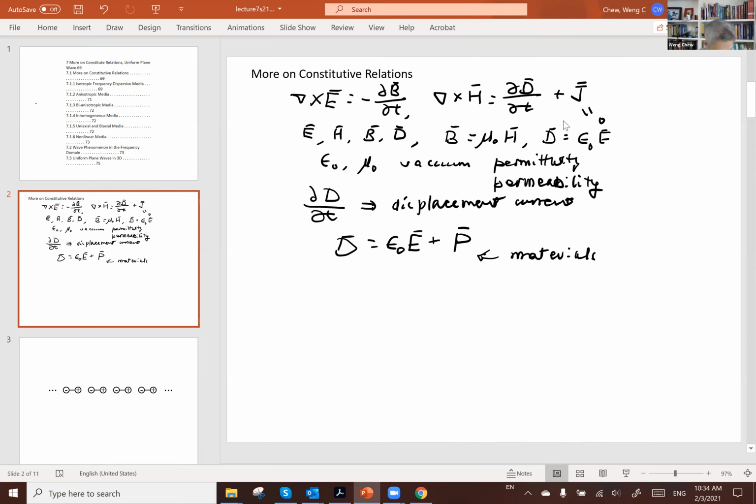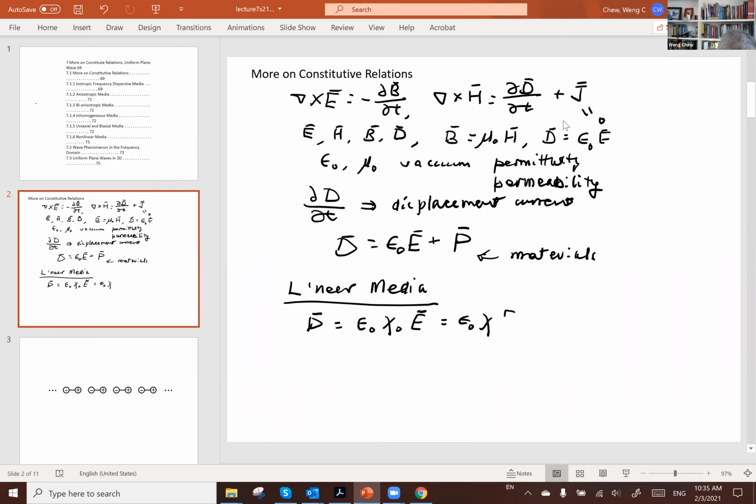Okay, and P can be coming in different ways, and we will start with linear medium. For linear medium, P would be assumed to be linearly proportional to E, the electric field. So it's usually written in terms of epsilon naught chi naught E. And sometimes just written in terms of chi E, and this assumes linearity.